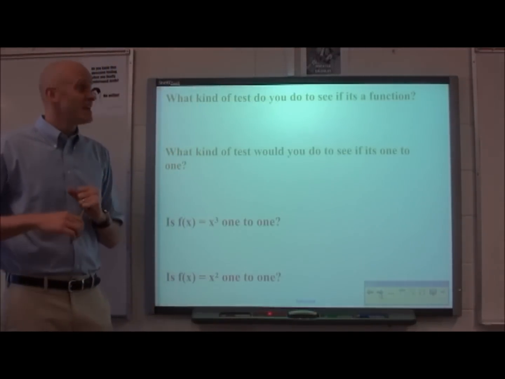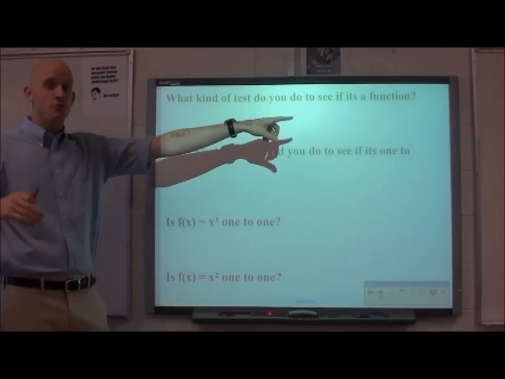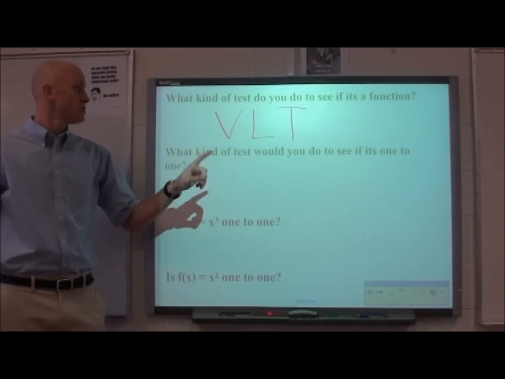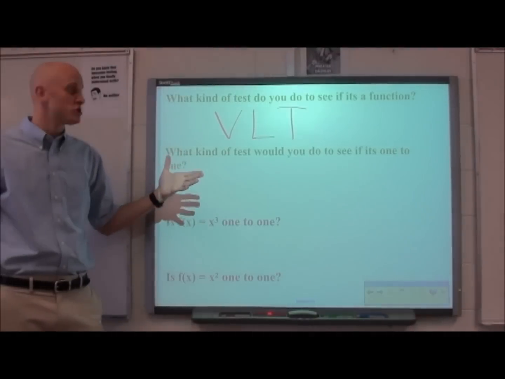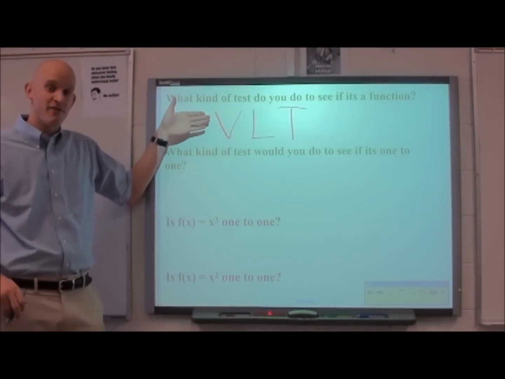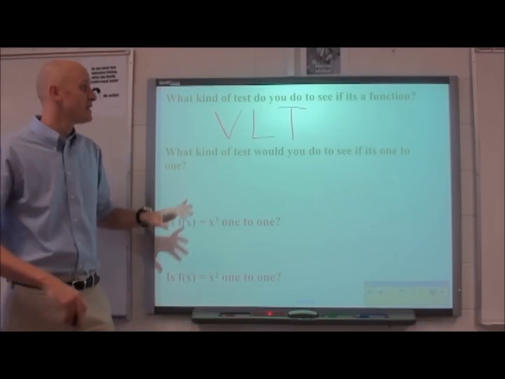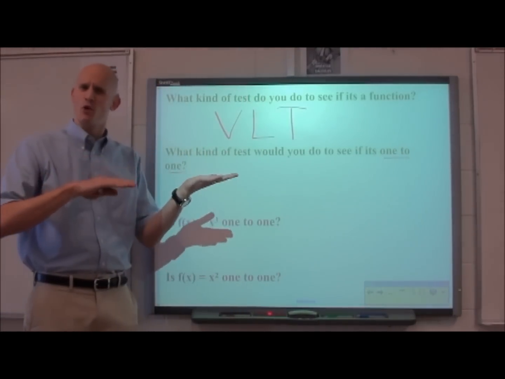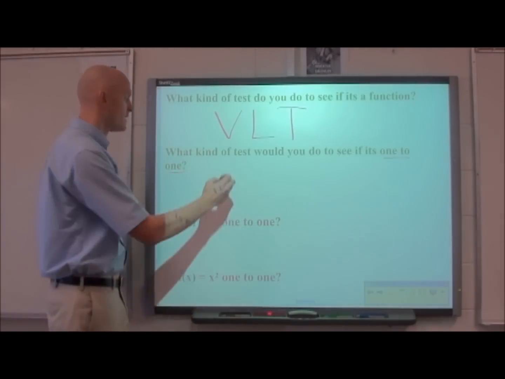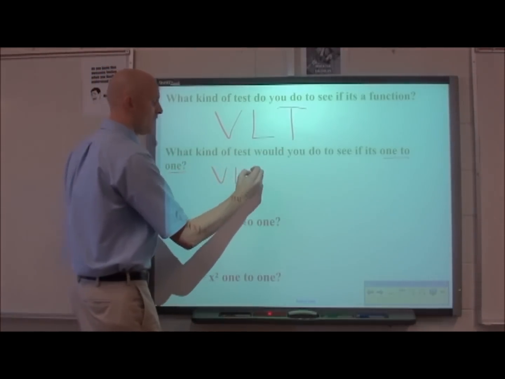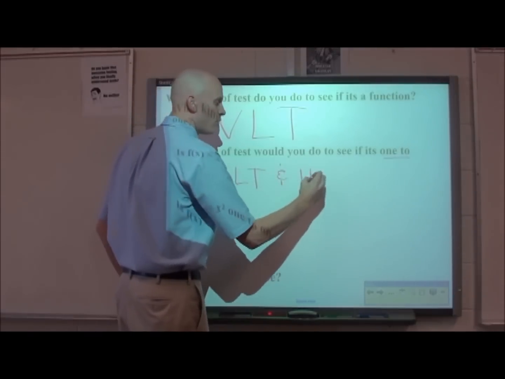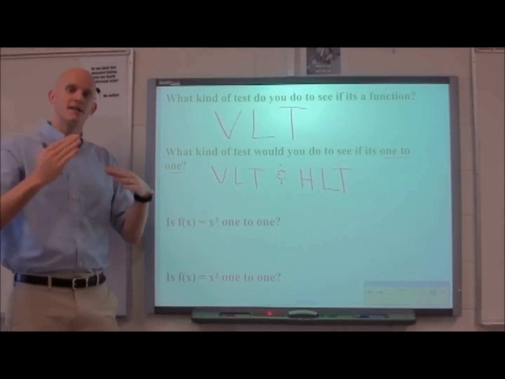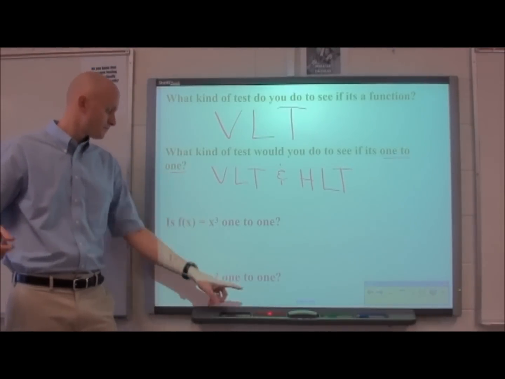What kind of test do you see? If it is a function, we went through that, that is the vertical line test. What kind of test would you do to see if it is a function that is one-to-one? So first, we know it's a function if it passes the vertical line test. And if it is one-to-one, it must also pass a function test horizontally. For each y, there's only one x. So it would pass the vertical line test and also the horizontal line test. So if it passes the horizontal and vertical line test, we know the function is one-to-one.